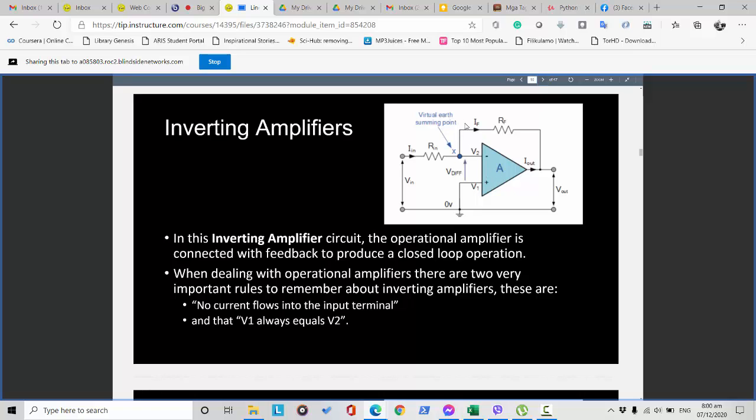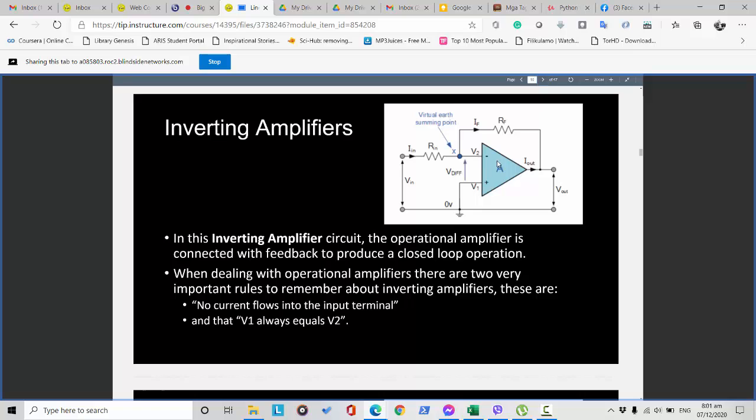This inverting amplifier is also known as an inverting operational amplifier or an inverting op-amp. It is a type of op-amp circuit which produces an output that is out of phase with respect to its input by 180 degrees.